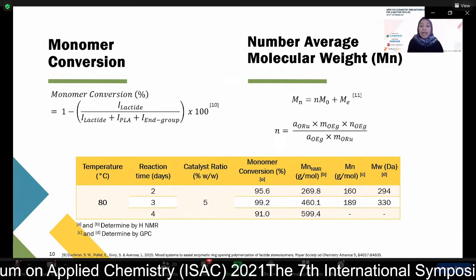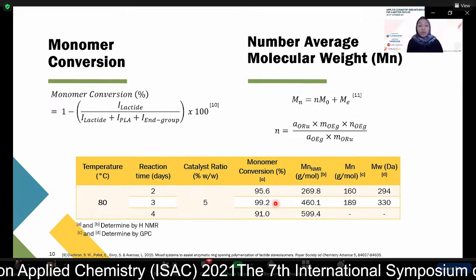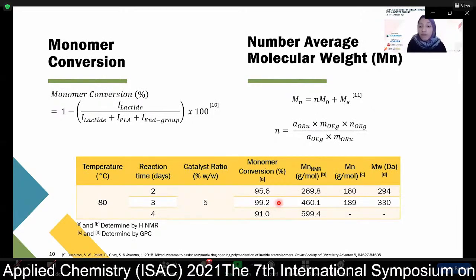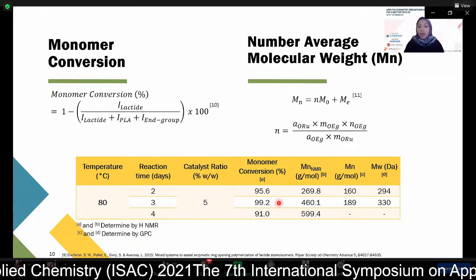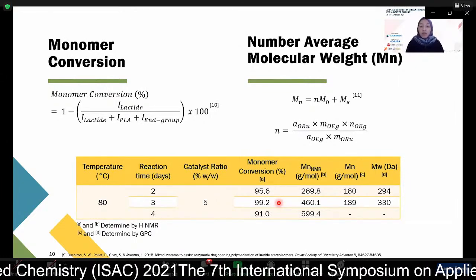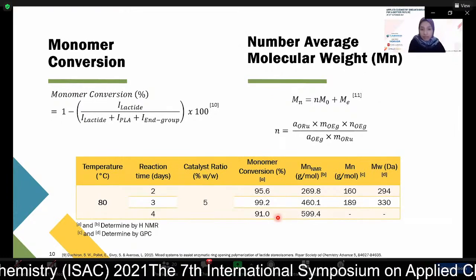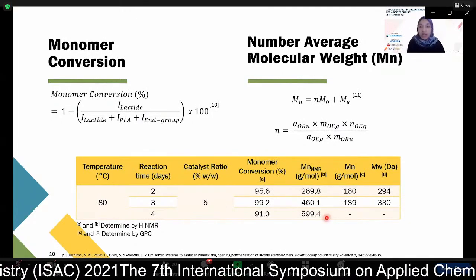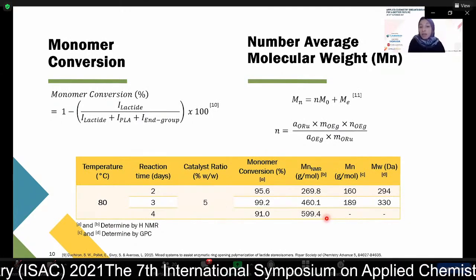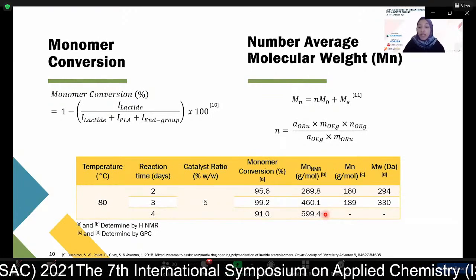We can see that the highest monomer conversion is 99.2% over the PLA obtained at 3 days of reaction time, while the lowest monomer conversion was acquired when the polymerization was performed for 4 days. The highest Mn value estimated by NMR is 599.4 gram per mole, obtained in 4 days of reaction time.